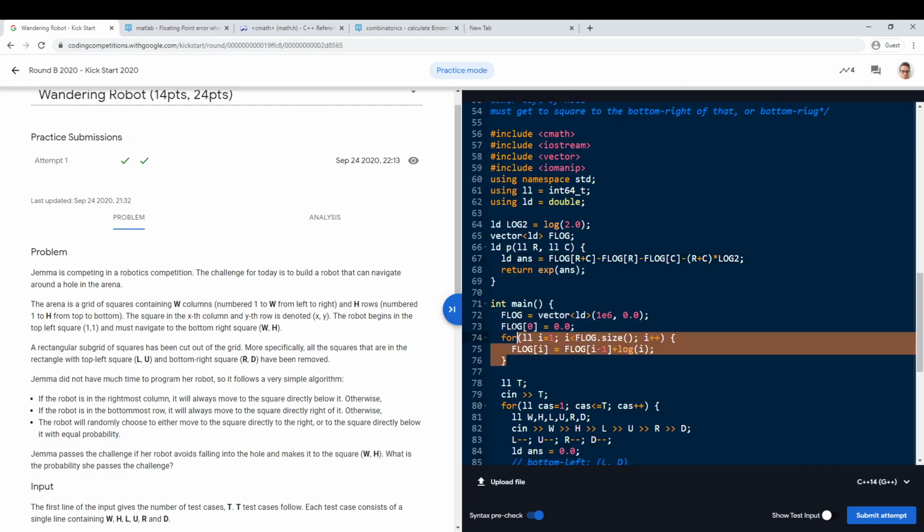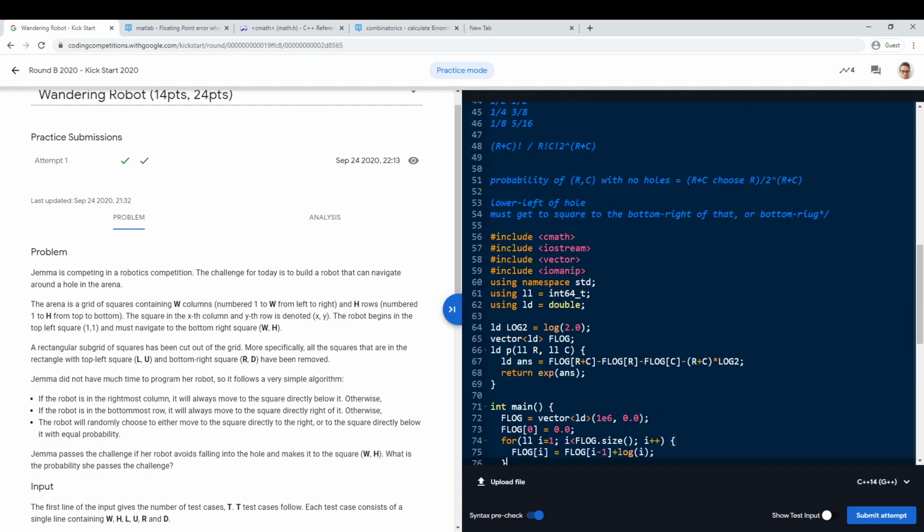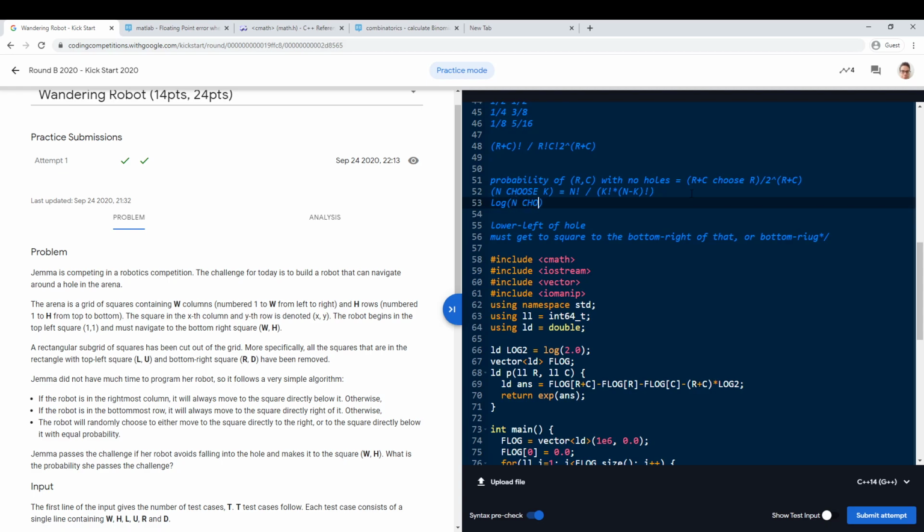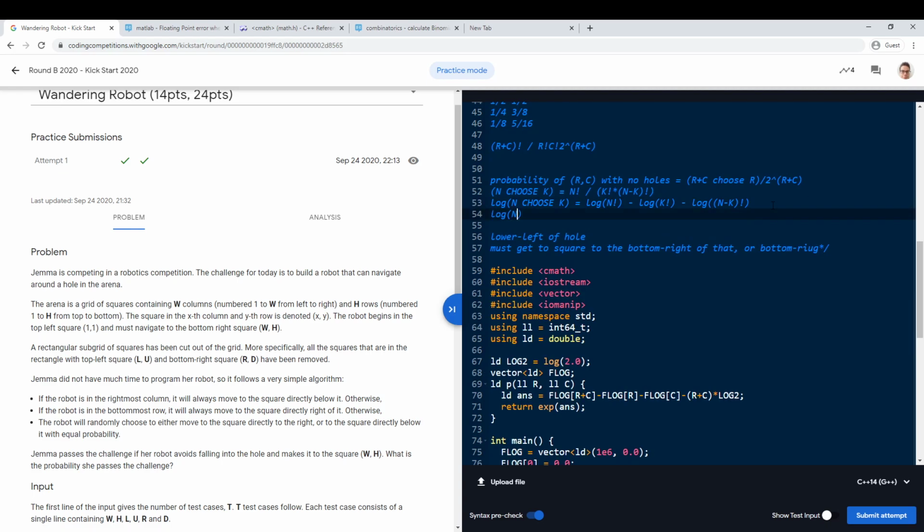So we compute the log of n factorial for each n. We use the fact that n choose k equals n factorial divided by k factorial times (n minus k) factorial. This is a very good thing to know. Right, and so in log terms, and these we just pre-compute, right, in linear time.